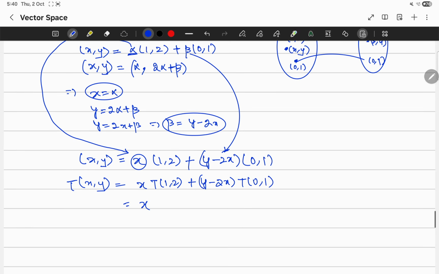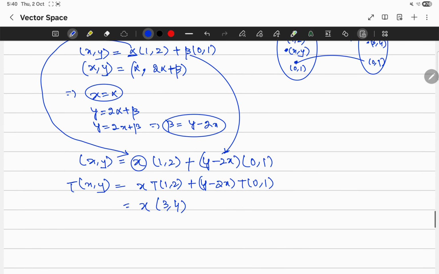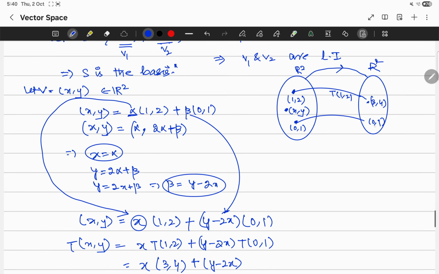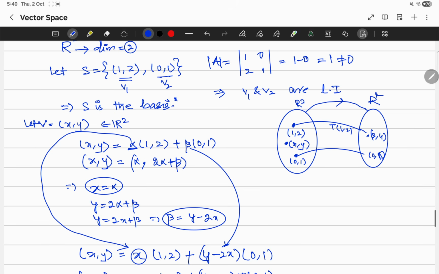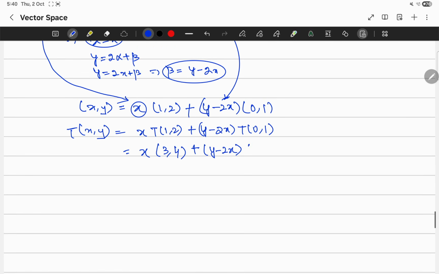T(1,2) is given, that is (3,4), and T(0,1) is given, that is (0,1), isn't it? So T(0,1) is given as it is, or sorry, it is (0,0) only. It is going to the kernel, so it is (0,0).